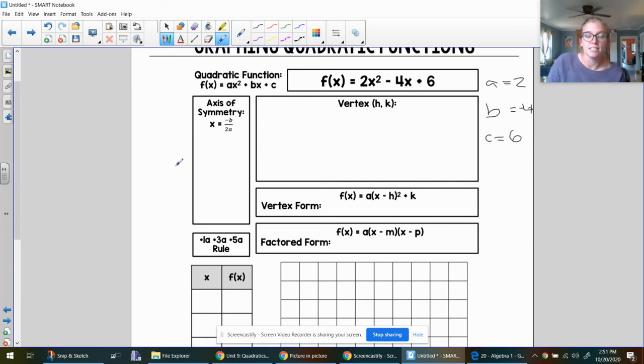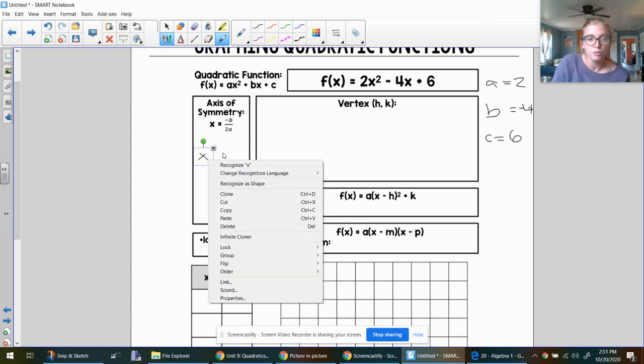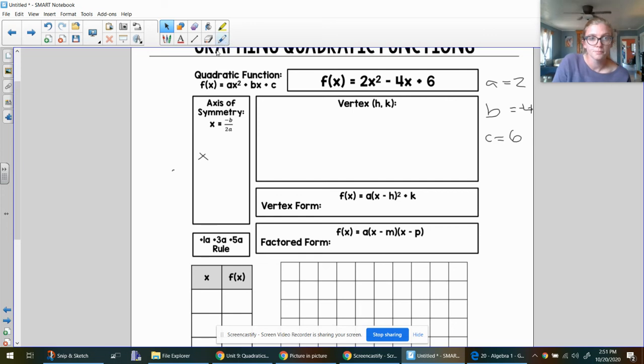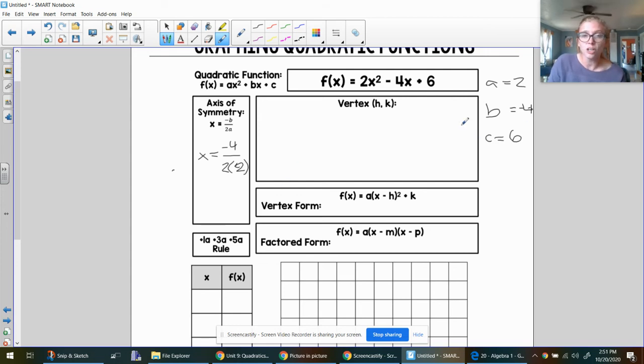So we're starting with the axis of symmetry. The axis of symmetry, -b over 2a, in this case will be -4 over 2 times 2, I'm sorry, because of our a value. It's also a -4, which makes this a +4, because our b value is -4. 4 divided by 4 is 1, so my x value is going to be 1.